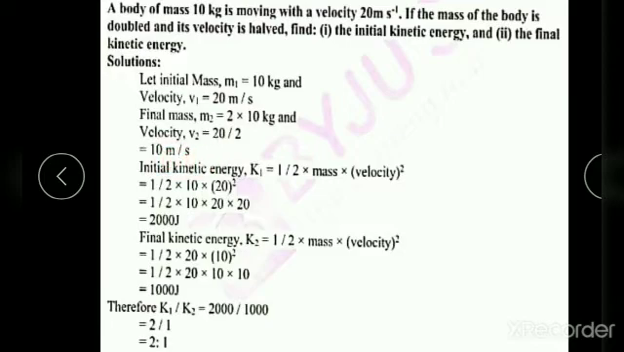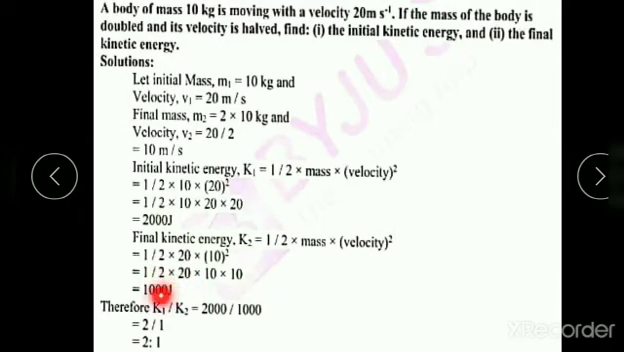Now you have to find the initial kinetic energy and the final kinetic energy. The formula to find the kinetic energy is half mv squared. Here the mass is 10 and the velocity is 20. Substitute: half into 10 into 20 squared, which is 400. When you simplify this, you get 2000 joules. And the final kinetic energy is half m v squared. The mass is doubled, so you get 20 kg as the mass and velocity as 10 meters per second. Substitute the values, and when you simplify this, you get 1000 joules.